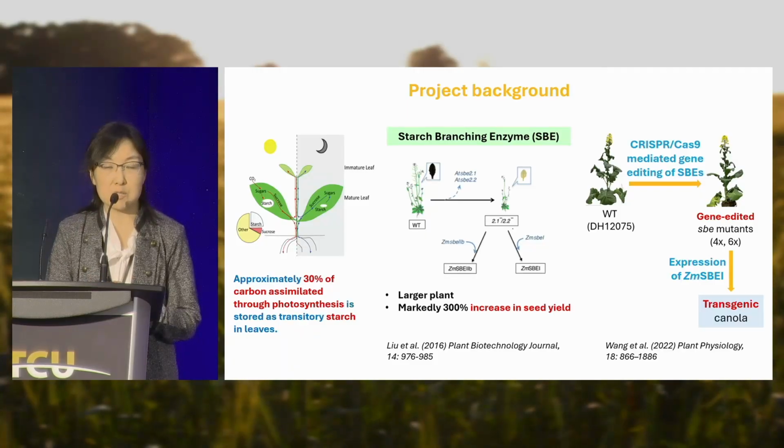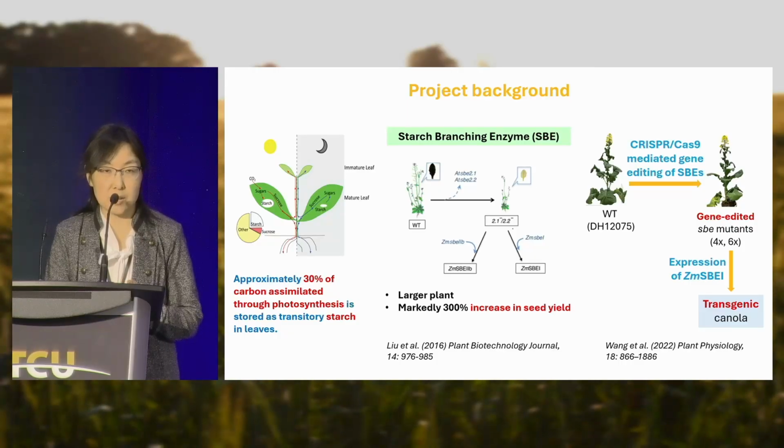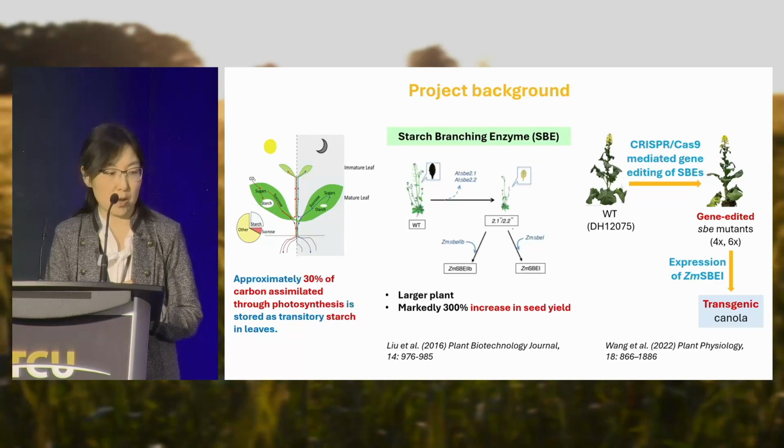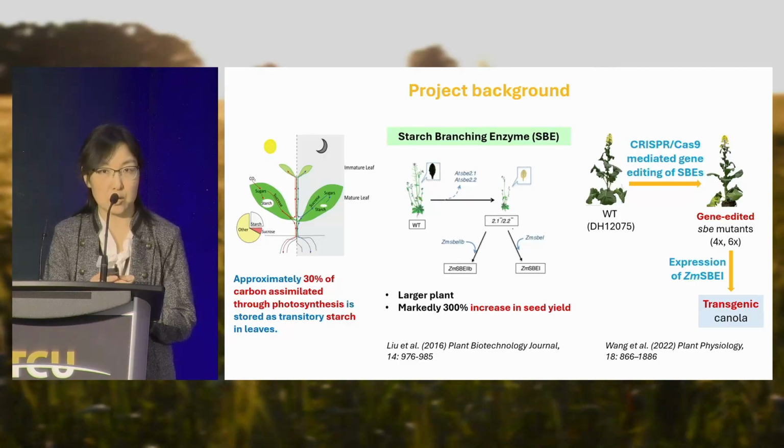So we are using 4X and 6X as the genetic background for the second step, to overexpress maize genes in these materials to generate transgenic canola.